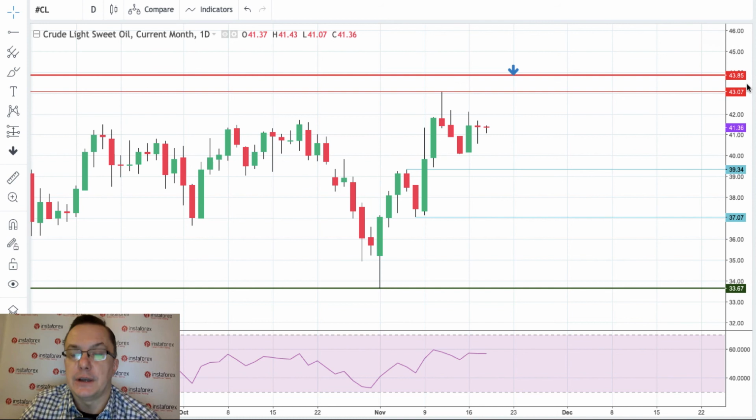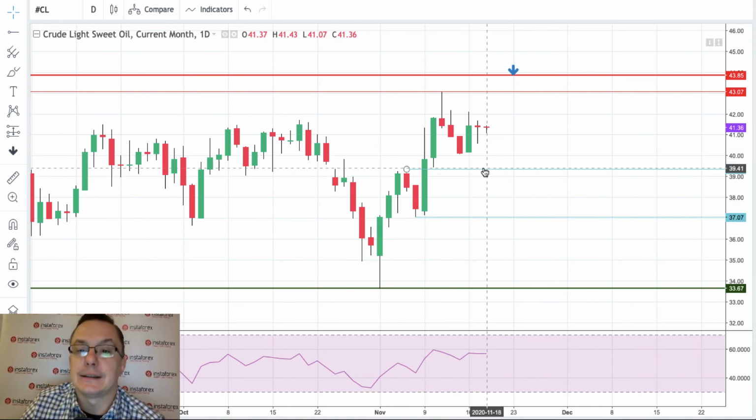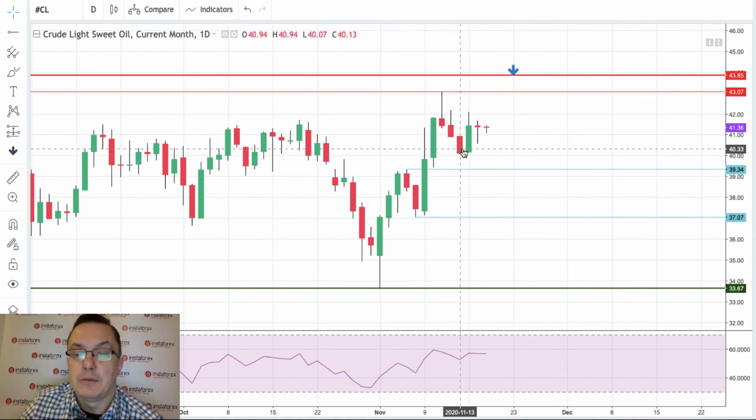So still we are waiting for the $43.07 to be tested, and then the key technical resistance at 43.85 to be hit as well. This scenario is valid as long as 39.34 is providing the support, because if this is violated, then we're going to have a wave A of the correction, wave B, and then wave C, of course.